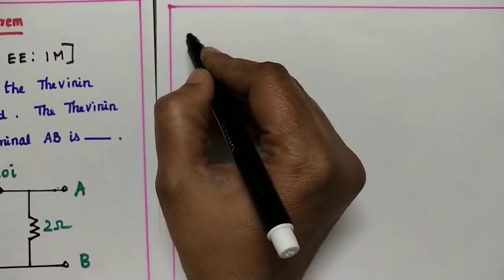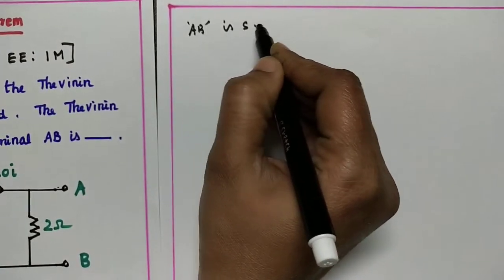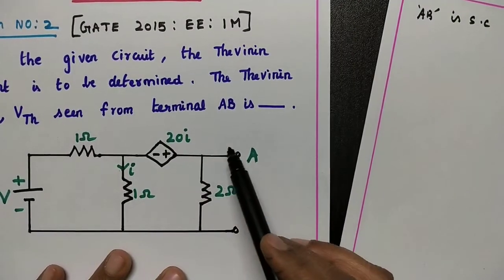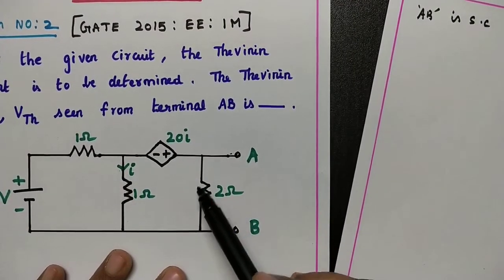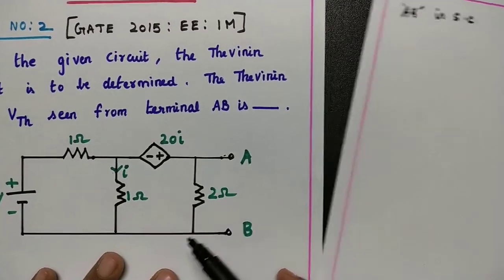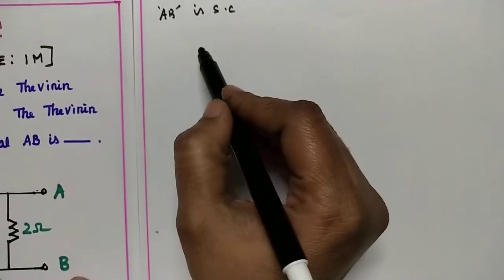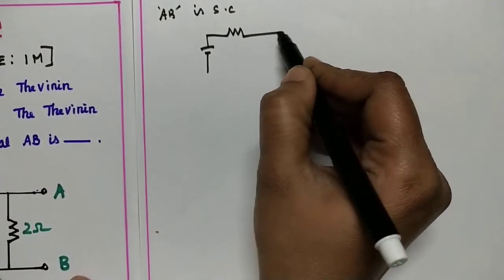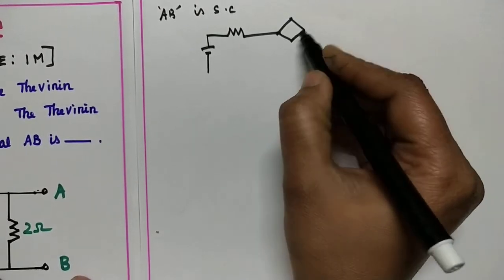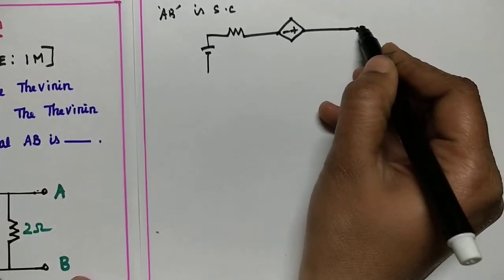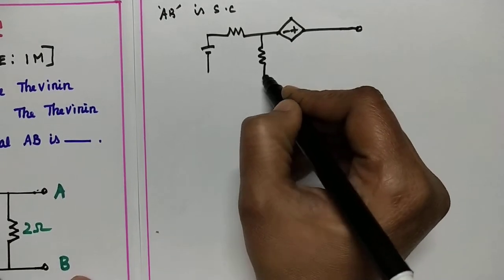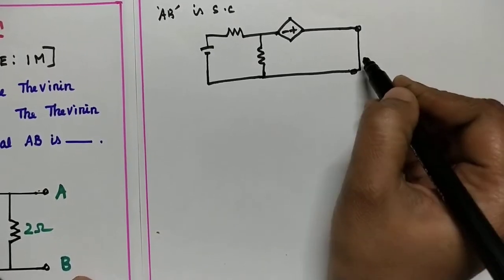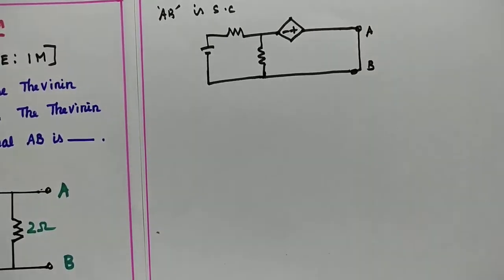Now the AB terminals are short circuited. So by short circuiting the terminals, current will be passing directly through the AB terminals. So this 2 ohm resistance, we can remove, and we can draw the network like this. So the AB terminals are short circuited now.